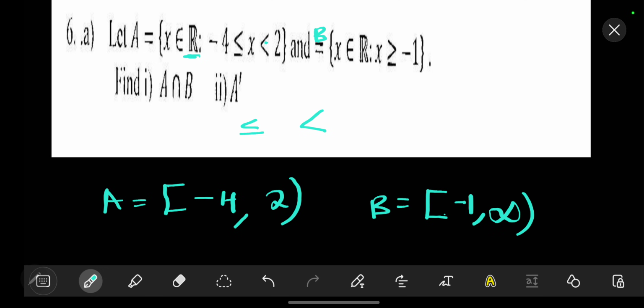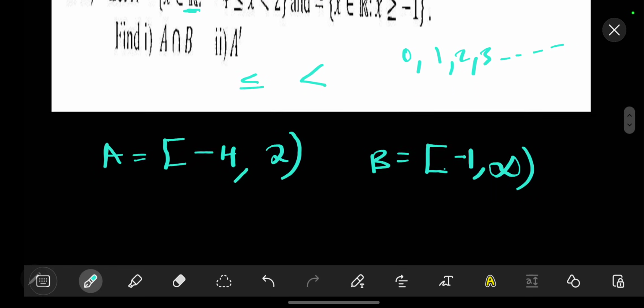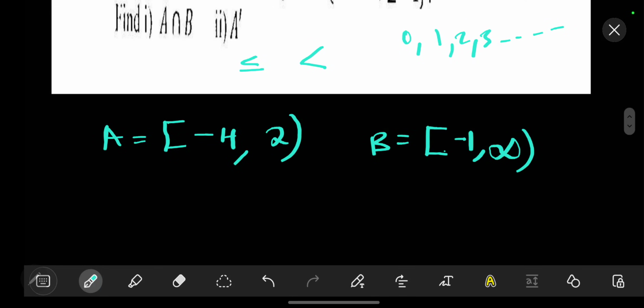So already this means that X includes values such as 0, 1, 2, 3. Now the values will increase to some positive value, like that. So now to graph this one, let us first sketch. So we are going to have something like this.